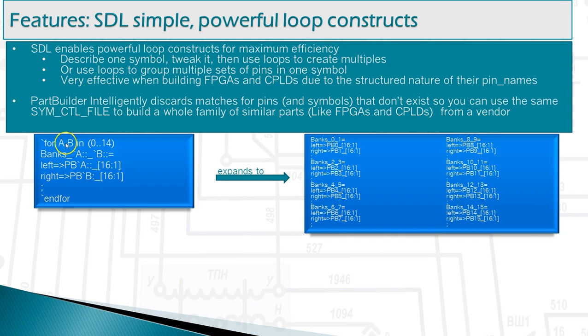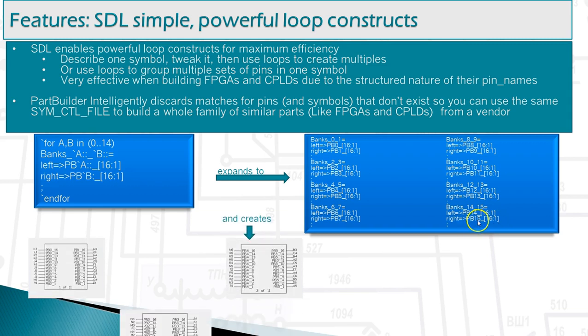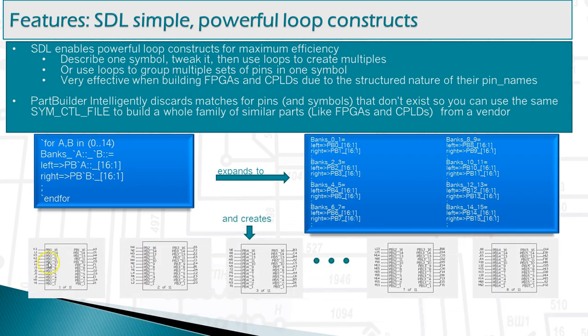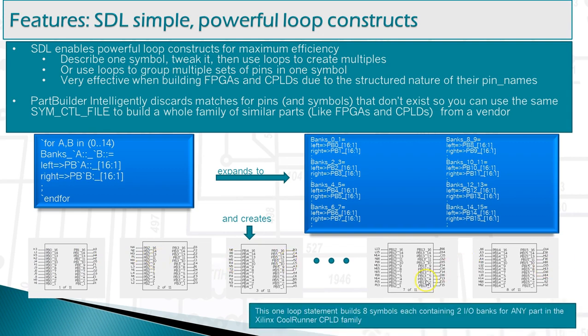Each time through the loop it takes two of the elements out of that list, and it substitutes in the first element for A and the second element for B. So that becomes bank 0, 1, PB0 for the A, and PB1 for the B. And it puts the A side on the left and the B side on the right. So it automatically expands it, and it creates 8 symbols with 1 bank on each side. So this one loop statement builds 8 symbols, each containing 2 I/O banks for any part in the Xilinx CoolRunner CPLD family.